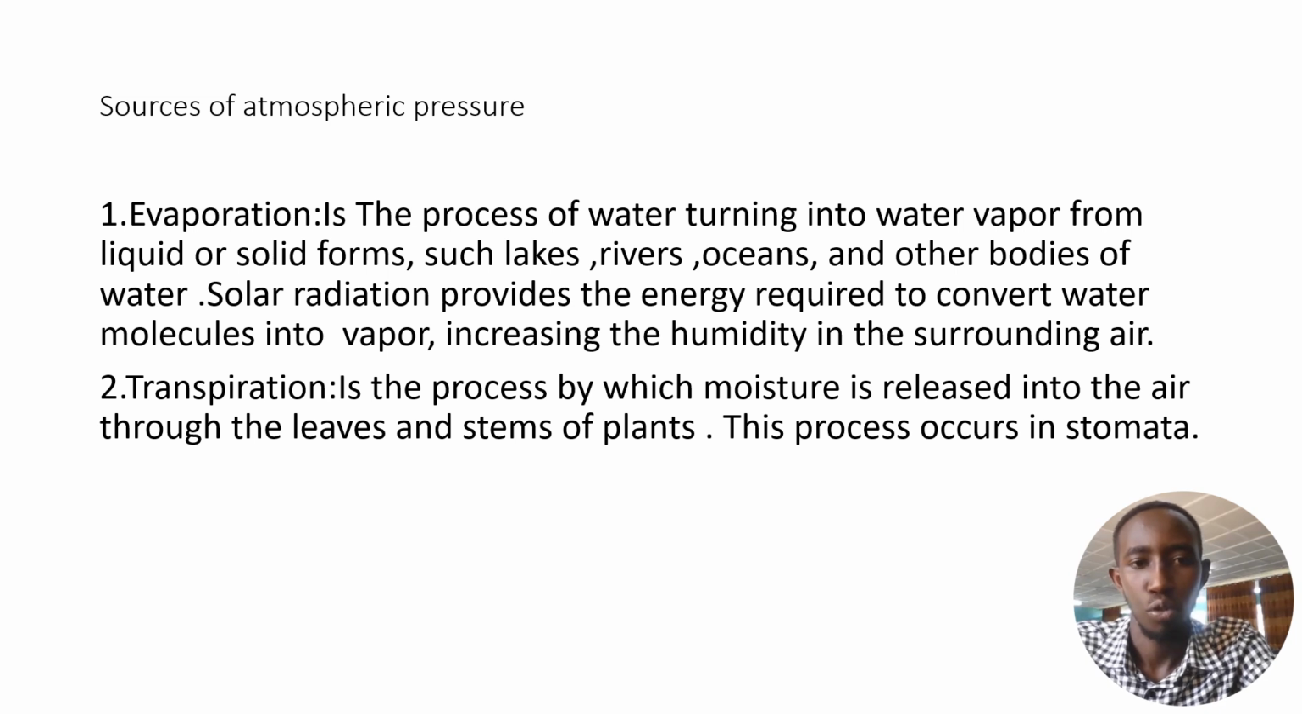Let us continue with transpiration. Transpiration is the loss of water from the aerial parts of plants. It can be a source of atmospheric humidity, the process by which moisture is released into the air through the leaves and stems of the plant. This process occurs in the stomata.